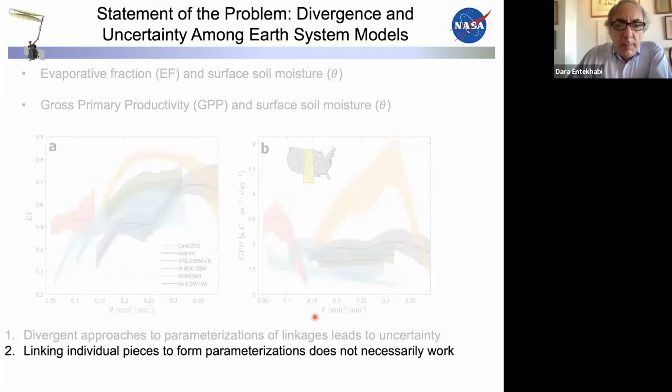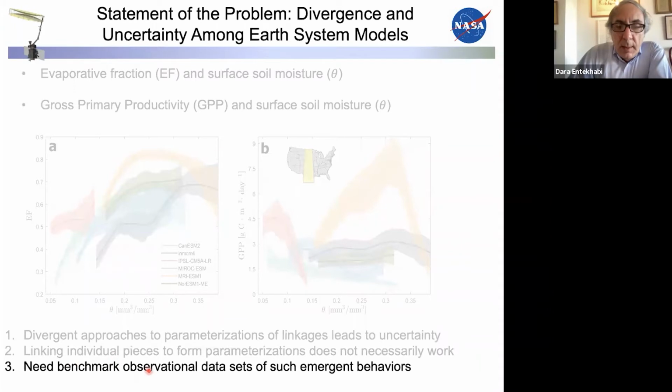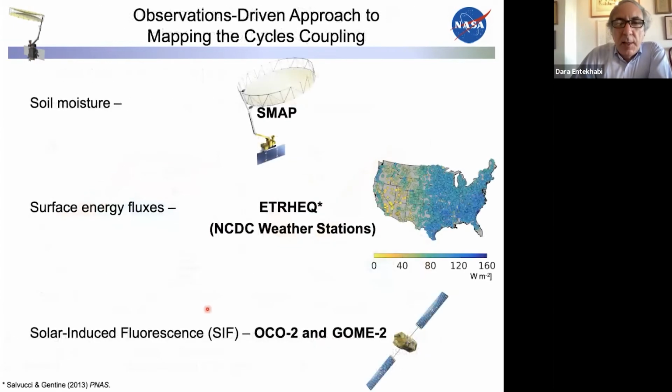One other point I need to make is that these parameterizations are put together by sort of taking pieces off the shelves and linking them together. And this is not necessarily how they're going to work well. And these are regarded as benchmark emergent behaviors for which we need the benchmark data sets.